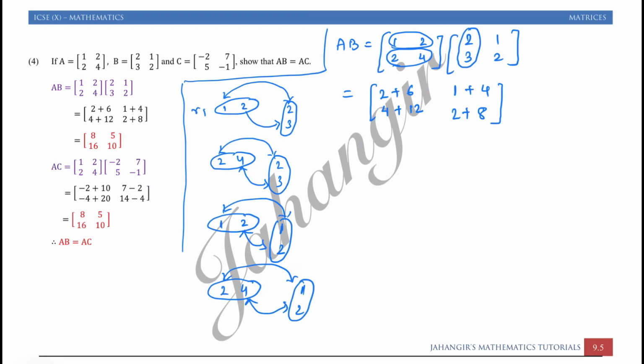This is row 1, this is row 1, this is row 2, this is row 2. Row 1 with column 1, row 1 with column 2, row 2 with column 1 and row 2 with column 2. It's totally simple. Now here we will just add up. 6 plus 2 is 8, 12 plus 4 is 16, 5, 10. I got this first part. Let me do the next part.